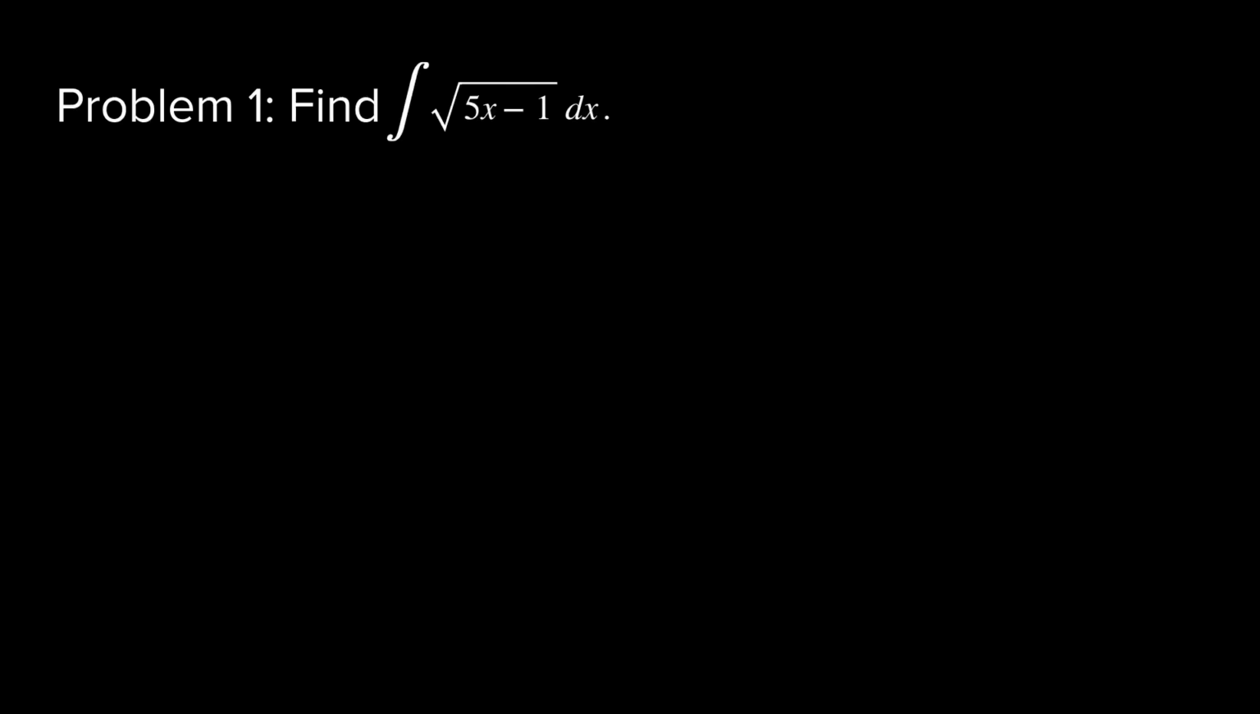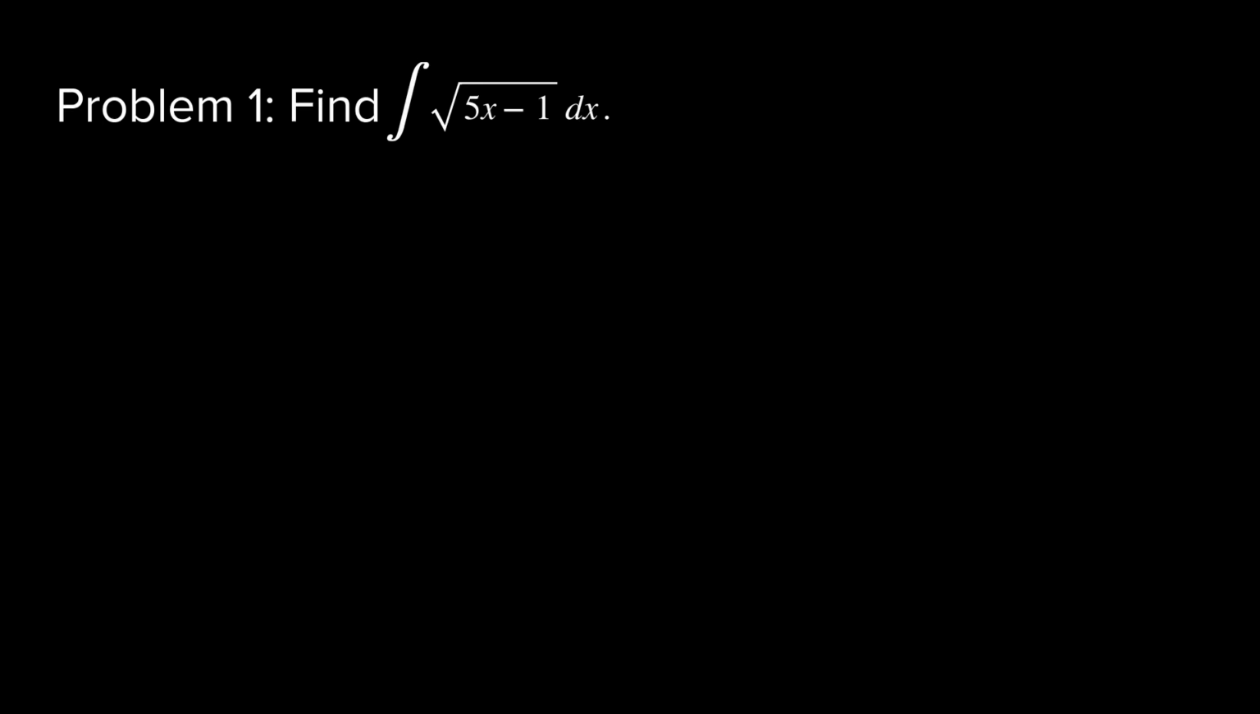Alright, starting off with the first problem, we have: find the integral of the square root of 5x minus 1 with relation to x, or dx. So, what's the main problem we have with this? And that is, we don't have a chain rule for integrals. If this was a derivative, we could easily solve it using chain rule, but integrals, we can't do that. So, at first glance, we have no idea how to solve this, but we have to introduce our new trick, which is U-Substitution.